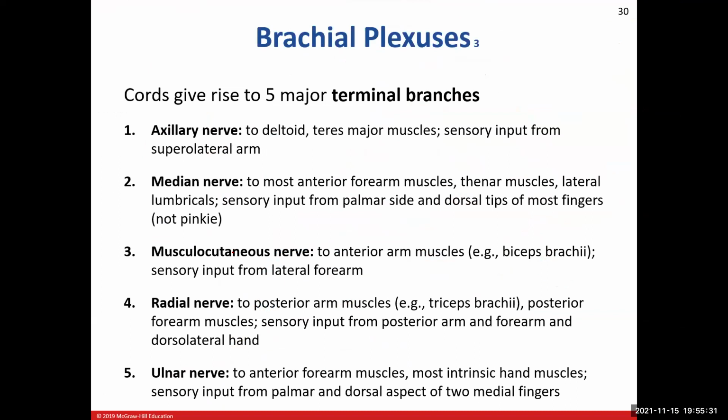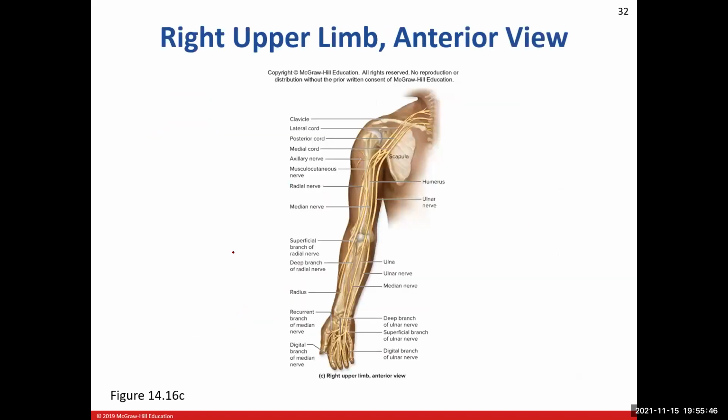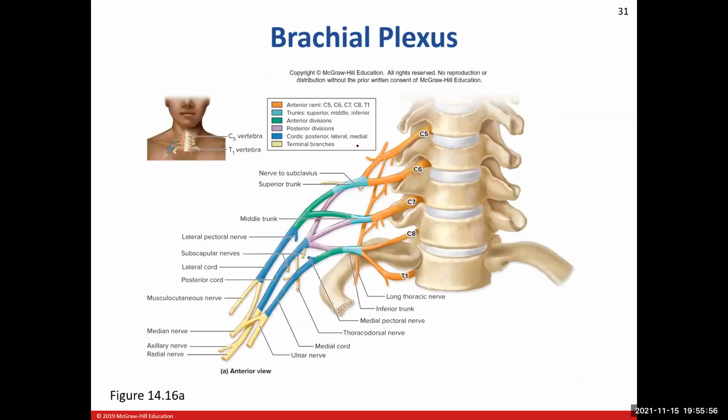So let's start off with the axillary nerve. The axillary nerve is going to innervate your deltoid and the teres major muscle. That's going to contribute primarily to abduction. We'll see on the superior lateral portion of your arm, which is this area here, that's where you're going to get the sensory input from the axillary nerve.